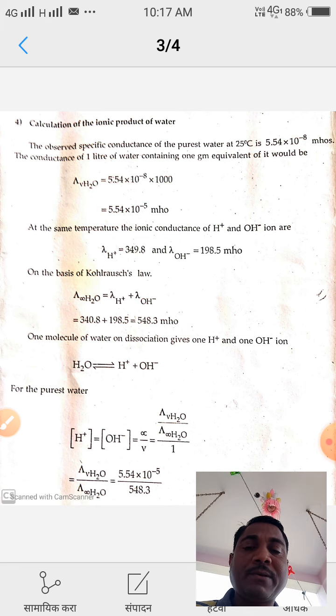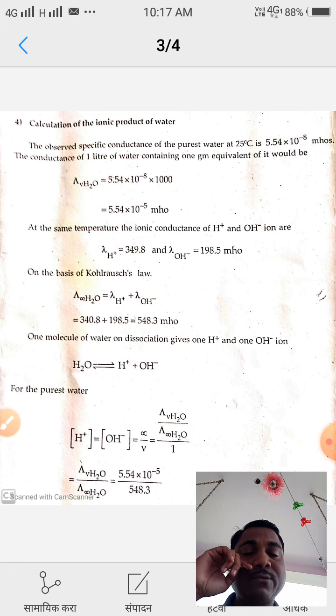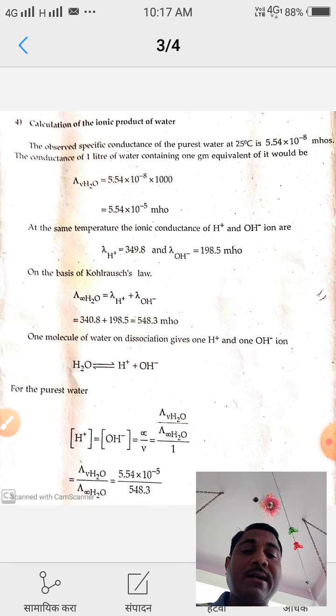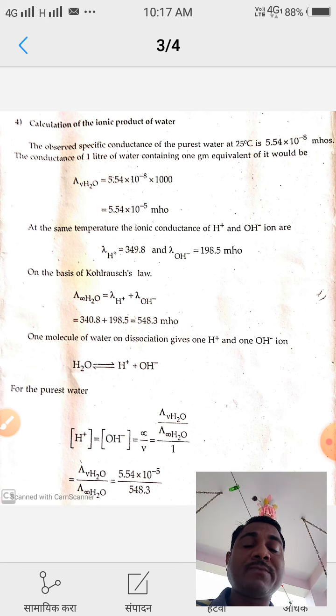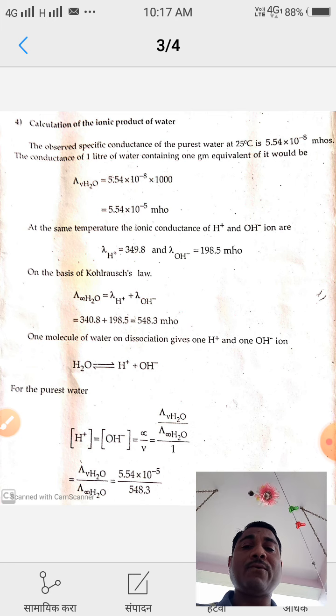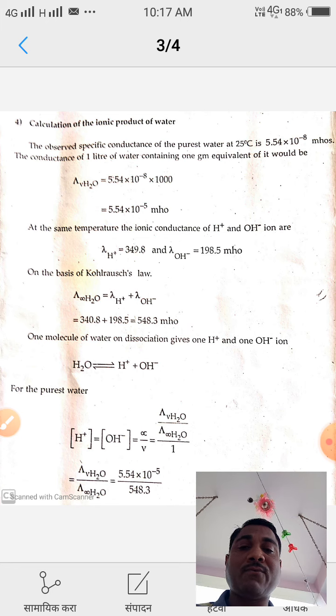There are three applications we have already seen. In the first application, we discussed how to find the equivalent conductance of an electrolyte at infinite dilution. In the second application, we discussed the solubility of a sparingly soluble salt, and in the third application we discussed the degree of dissociation of a weak electrolyte. In the fourth application, we are going to see the calculation of the ionic product of water.